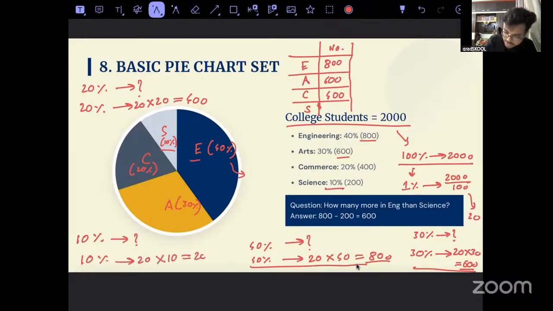So this is 200. Now my next part will be checking whether the data which I wrote is correct or not. How to do that? We have these numerical values. We have the final total number of college students. Let me check if the sum of all these values is equal to 2000 or not.